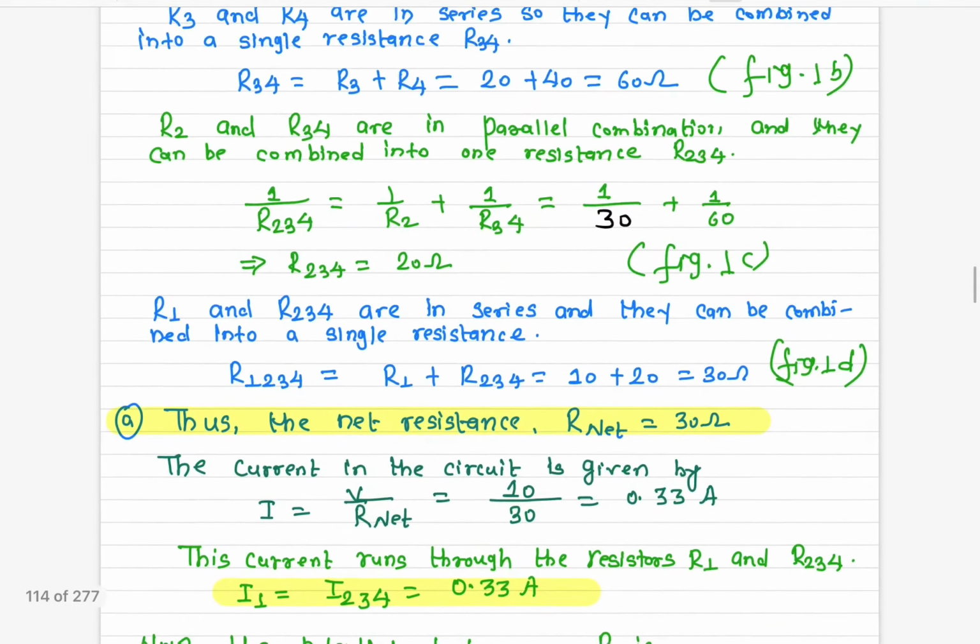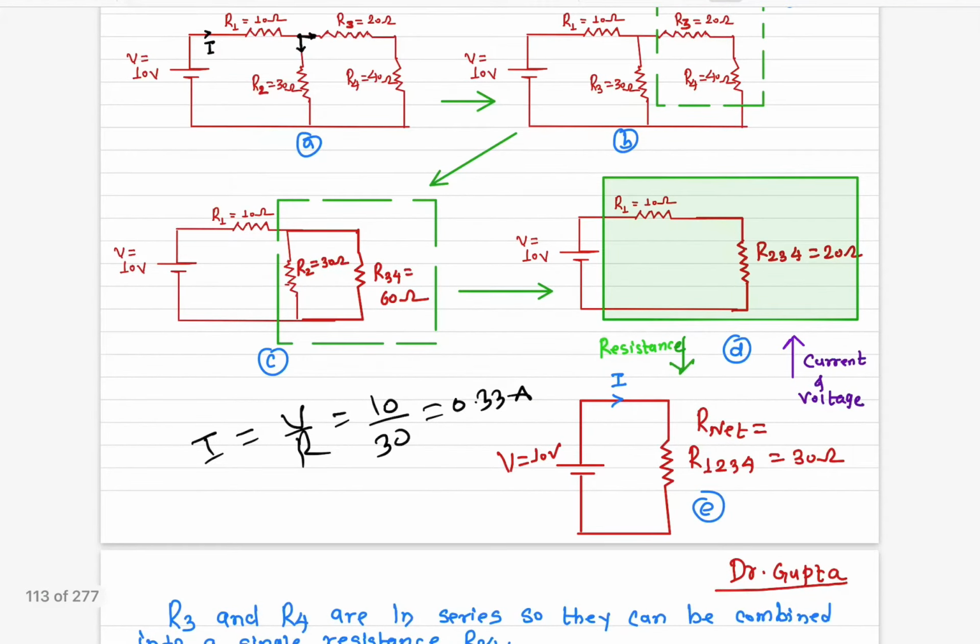So again here we know the current through this circuit and through this one. We know the current through this circuit here. Once we know the current, let's come back here.